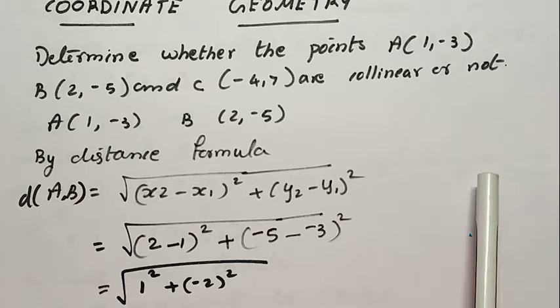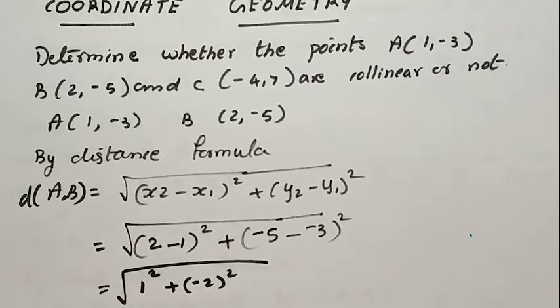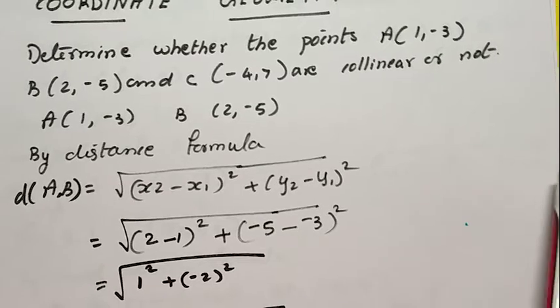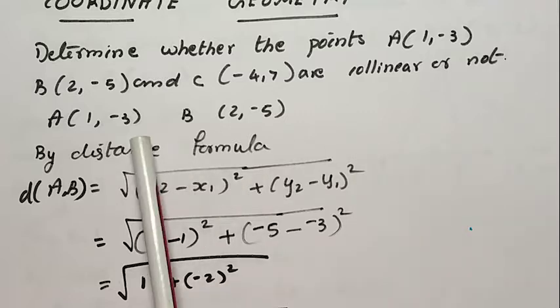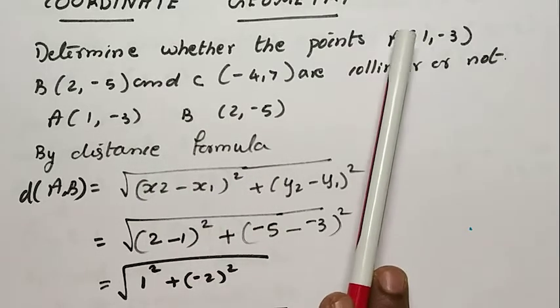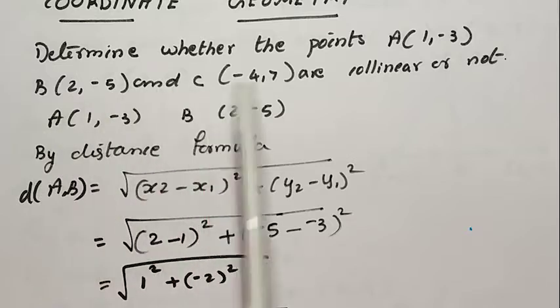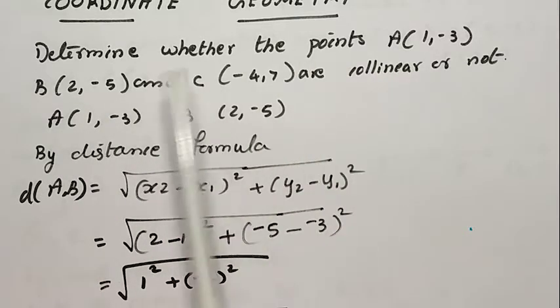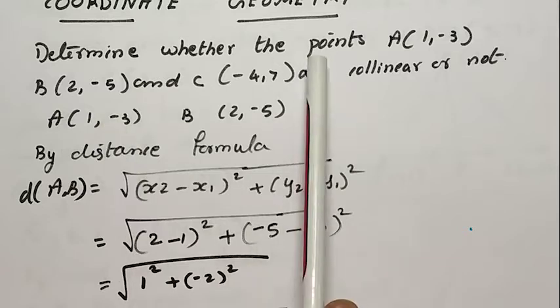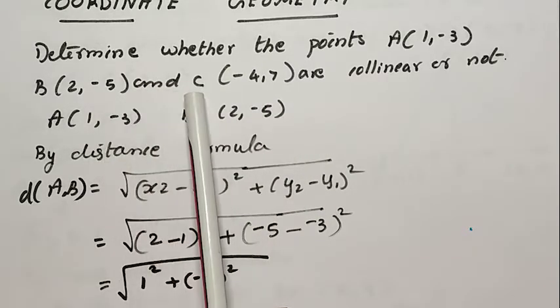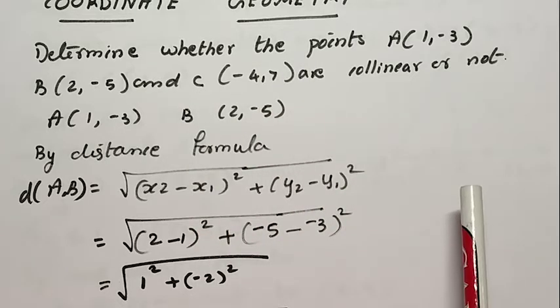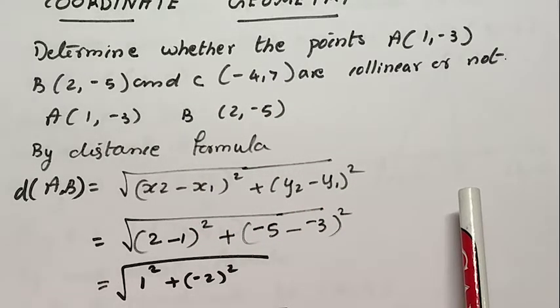Coordinates of 3 points are given: A, B and C. You know the points are collinear if they lie on the same line. But how can we identify whether they lie on the same line? If the distance between the points satisfies AB plus BC is equal to AC, or AC plus BC is equal to AB, any way we can say. That means if the sum of the distances between any two points is equal to the distance of the other, then we can say the points are collinear.